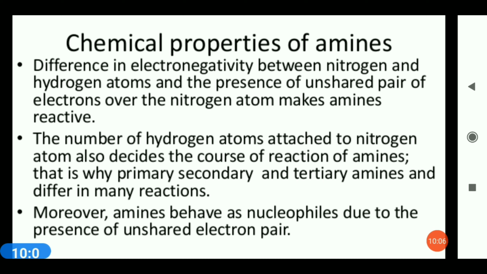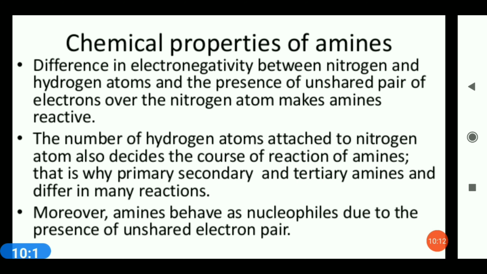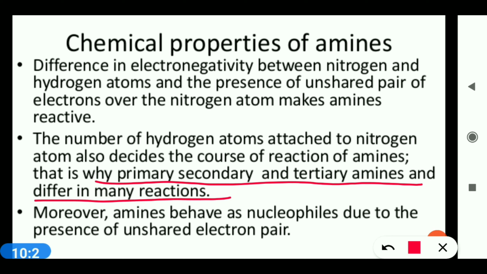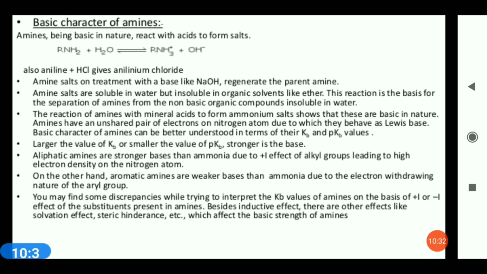The number of hydrogen atoms attached to the nitrogen atom decides the course of reaction of amines. That is the reason why the primary, secondary and tertiary amines differ in their reaction. Moreover, amines behave as nucleophiles due to the presence of lone pair of electrons or unshared electron pairs. First, we'll discuss the basic character of amine.